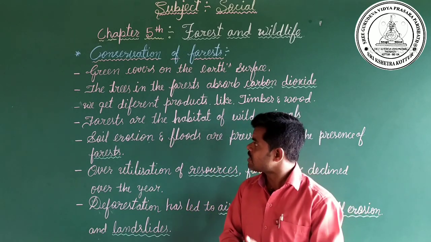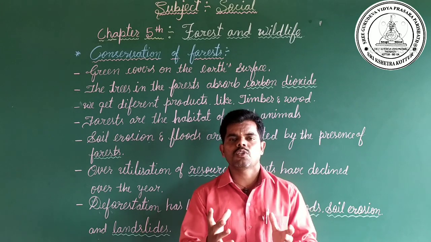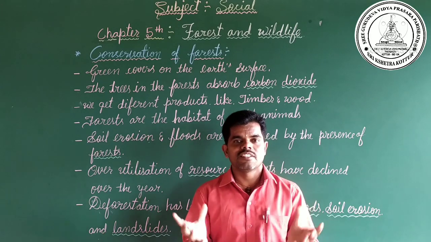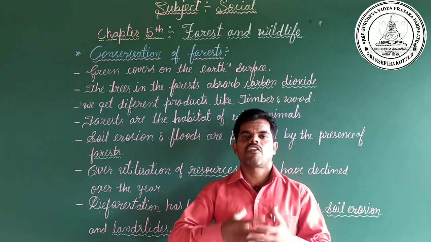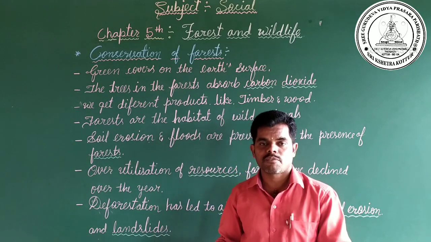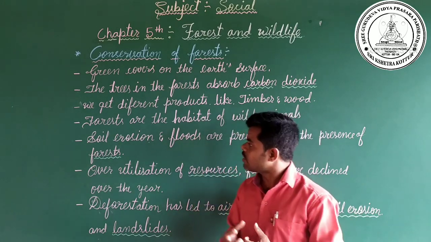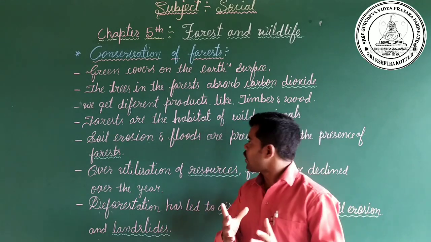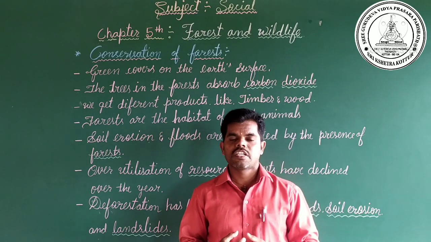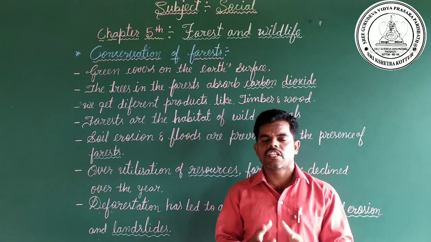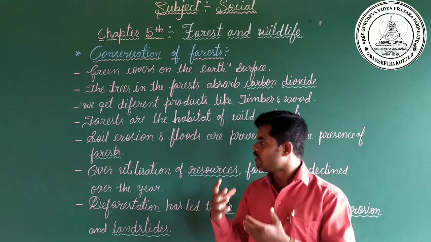The next thing is that forests are the habitat of wild animals. You know that wild animals always live in the forest, because without forests the wild animals can't live on the earth's surface. So forests are the habitat of wild animals. The next thing is that soil erosion and floods are prevented by the presence of forests. So how are soil erosion and floods prevented by the presence of forests?